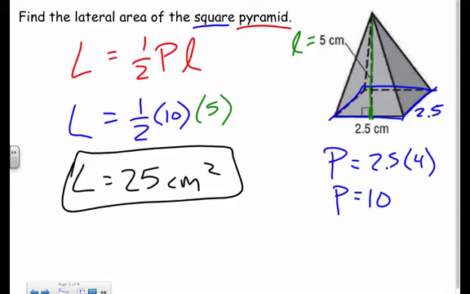Lateral area. So just think, that's the area of the 4 triangles without the base. Okay, so I just found the area of like the front triangle, the right triangle, the back triangle, and the left triangle. So the area of the whole pyramid besides the base.